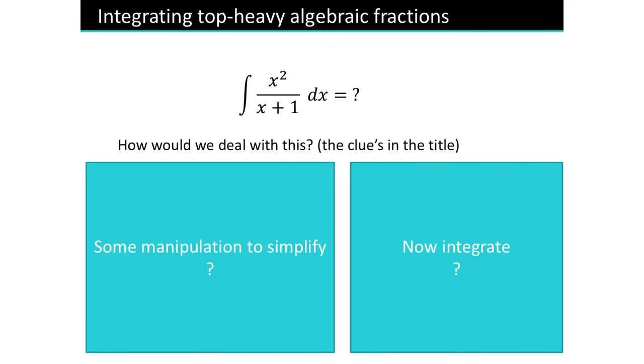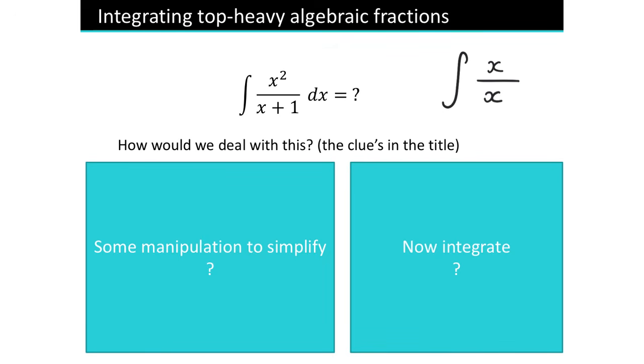Now, I know we discussed this right at the beginning of the chapter. Do we remember top-heavy fractions? When is an algebraic fraction top-heavy? When the highest power of x in the numerator is equal to, or greater than, the highest power of x in the denominator. Okay? So here we can clearly see this is top-heavy. How do we deal with top-heavy fractions first?